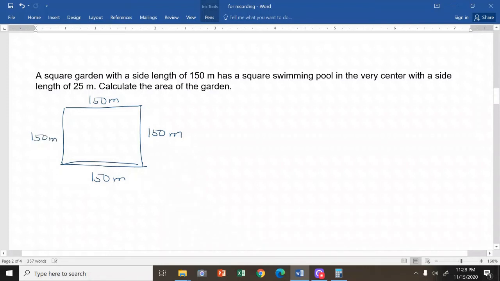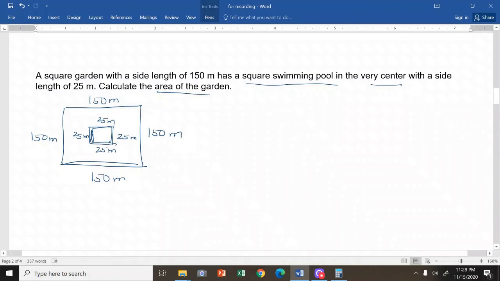And then, sabi dito, meron tayong square swimming pool at the very center. So, sa center nito, meron ka pang smaller square. Okay? And then, sabi dyan, ang ating side length is 25 meters. Ayan. So, this is what our illustration looks like. Ayan. So, pinakita ko lang na four sides niyan is equal. Okay? Pero, pwede naman na isang side lang yung ipakita nyo. So, we have to calculate for the area of the garden.